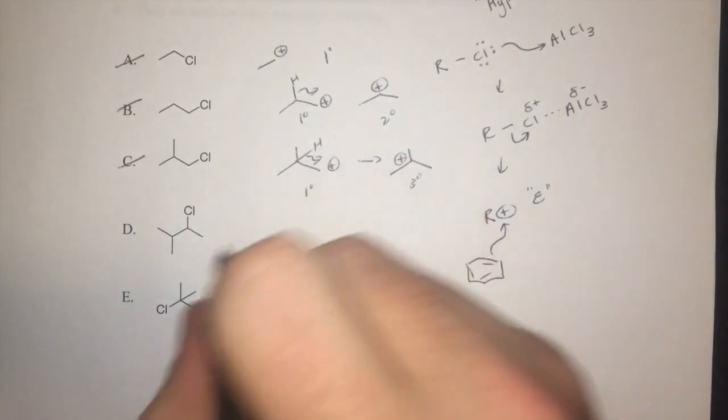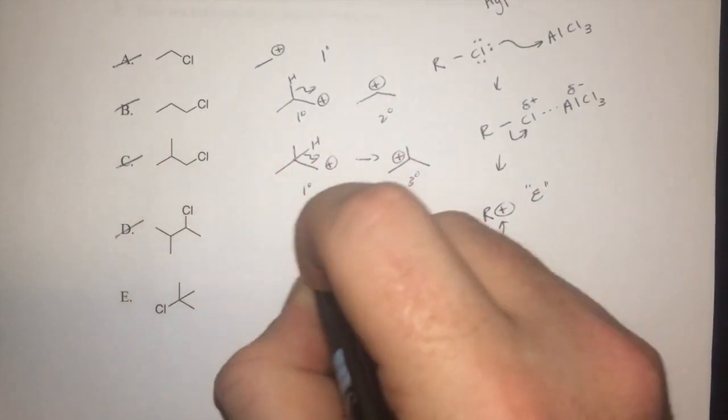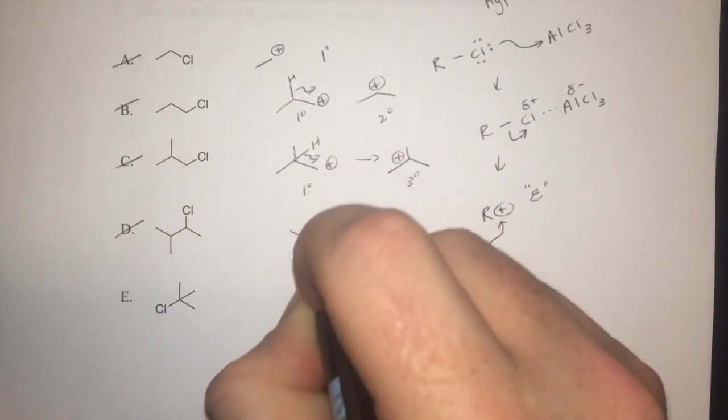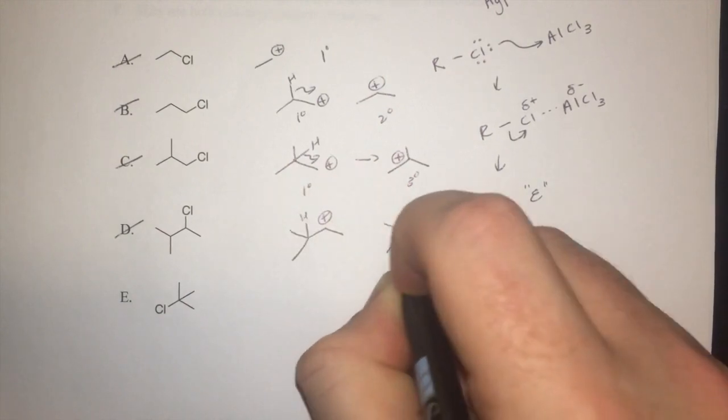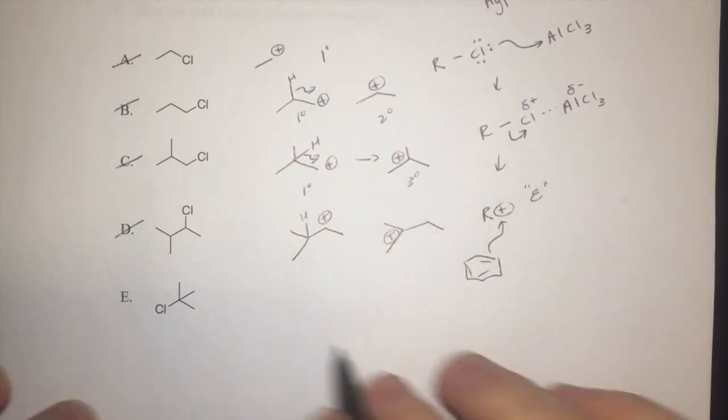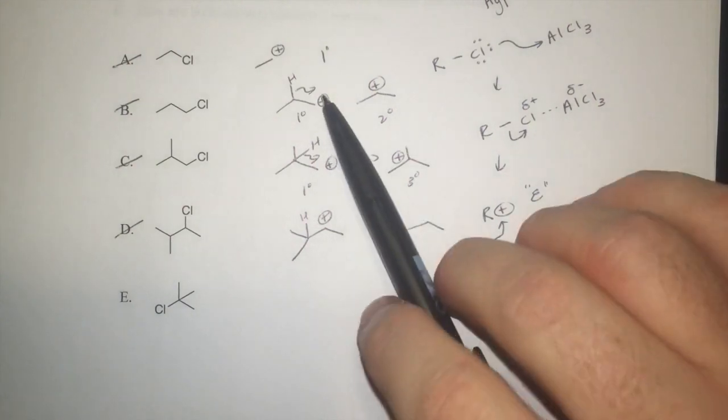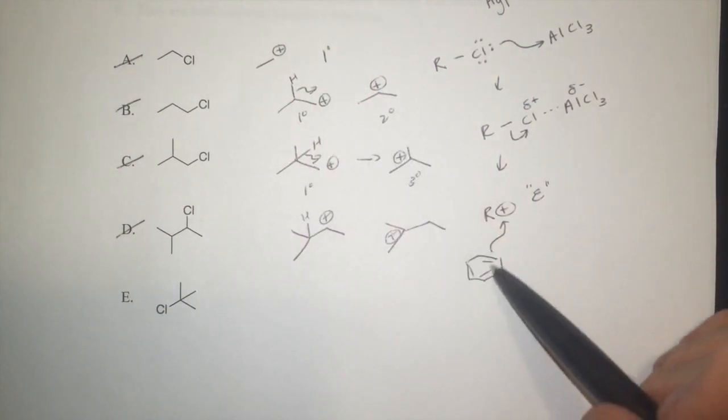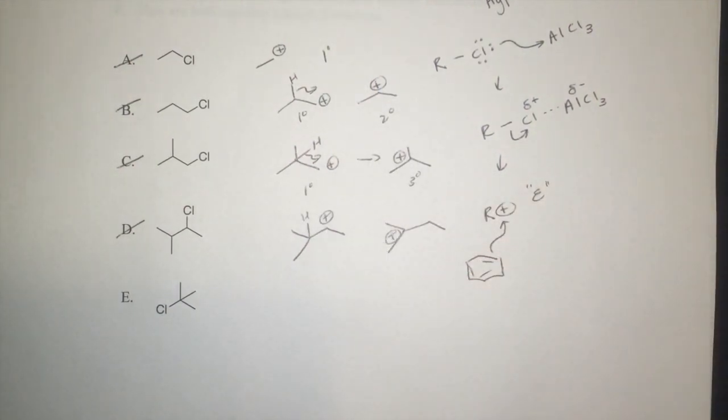So A, B, and C are all bad choices. D is the same issue as C. You're going to get a carbocation that is secondary, but with a rearrangement, you'll see a tertiary. So it basically means that you'll have some of this and some of that, and the benzene will attack both, which will give you a mixture of products.